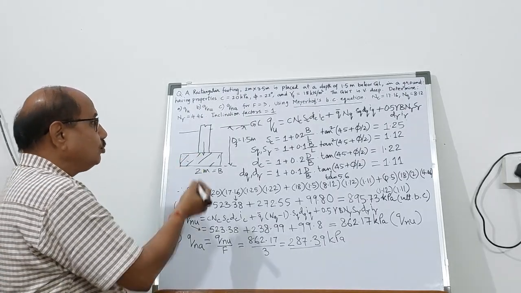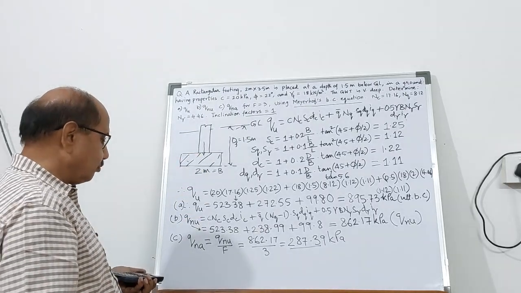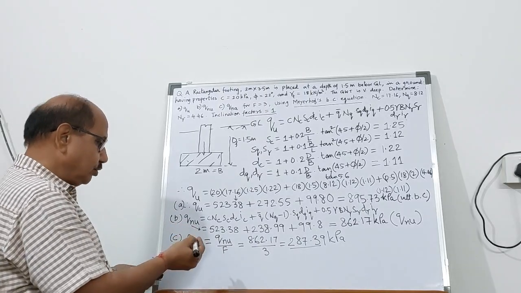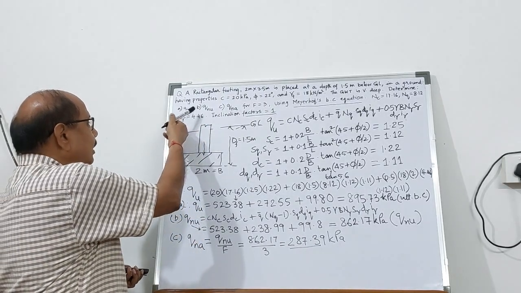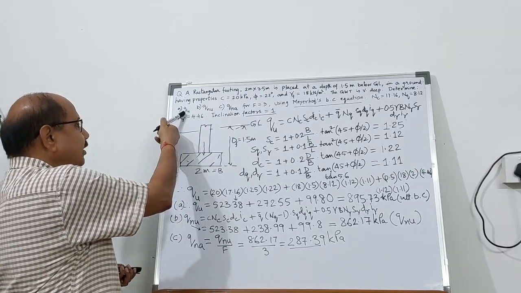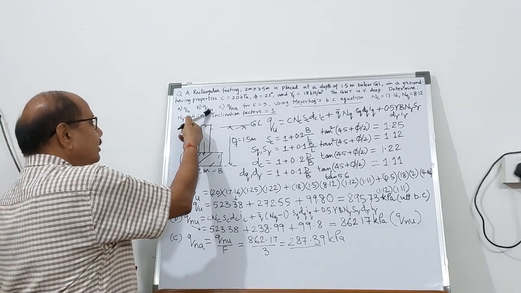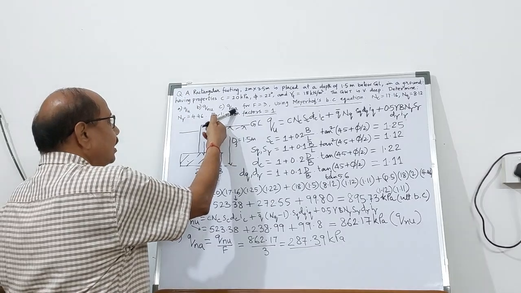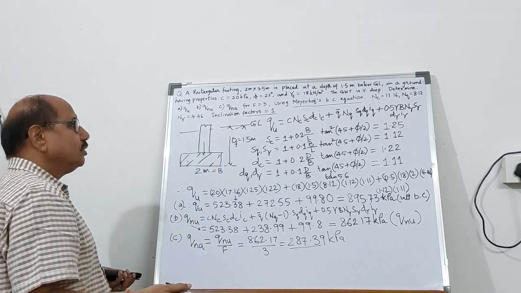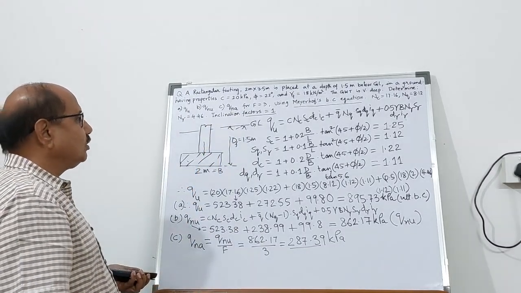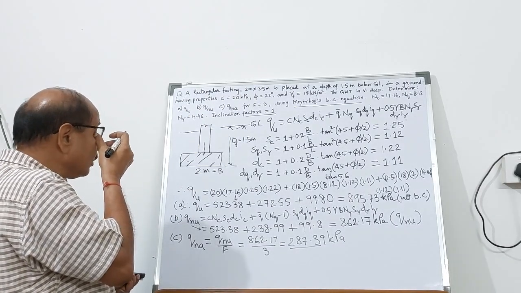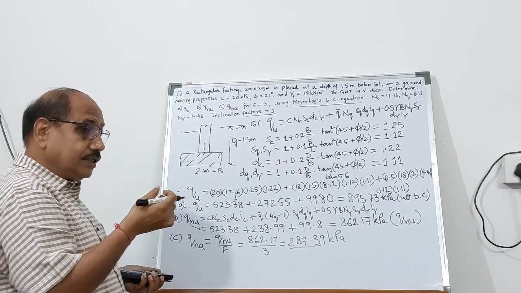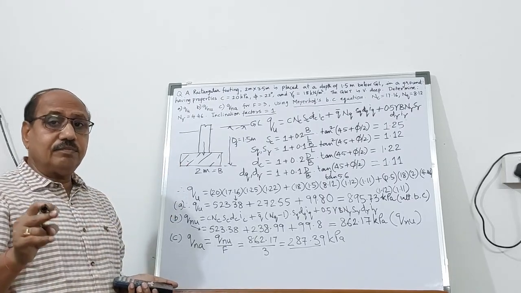So by using Meyerhof bearing capacity equation, we have been able to calculate ultimate bearing capacity, net ultimate bearing capacity, net allowable bearing pressure for factor of safety equal to 3. So all the 3 parameters have been calculated. So with this, we have completed this problem.